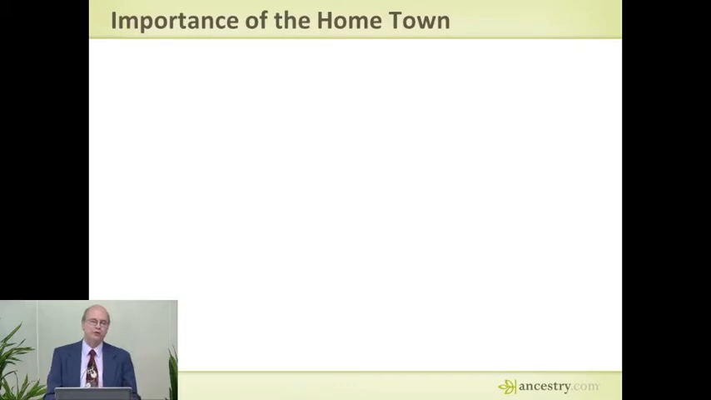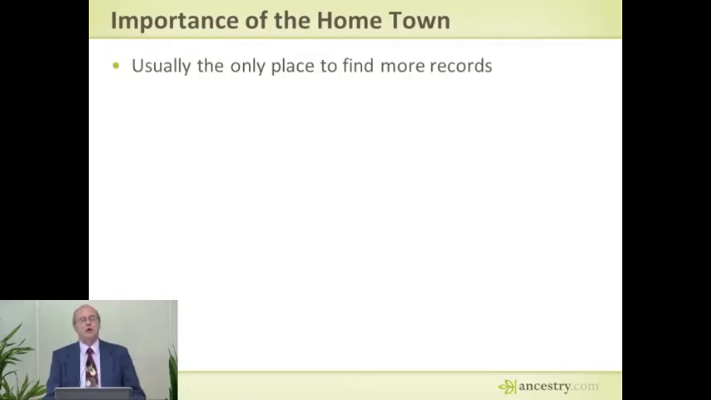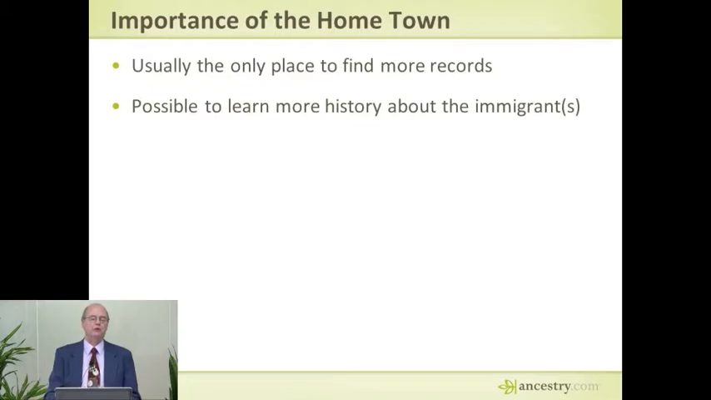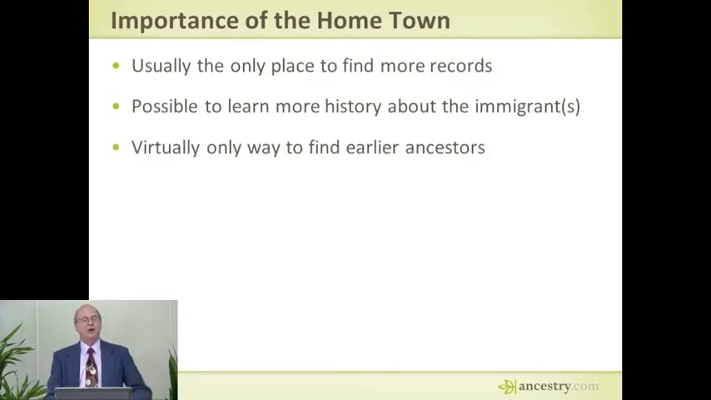And I think it's important first to underscore the importance of the hometown. Many immigrant origins researchers have learned that, but just to bring us all up to speed, the hometown in the old country is oftentimes the only place that you're going to find more records about those ancestors who lived in those old countries. It also makes it possible to learn more about the history of the immigrant, not just records, but the history, occupational issues, who their family was, all sorts of information like that. In fact, it's also virtually the only way you're going to find any earlier ancestors is if you can identify the specific hometown in the old country where your immigrant came from.